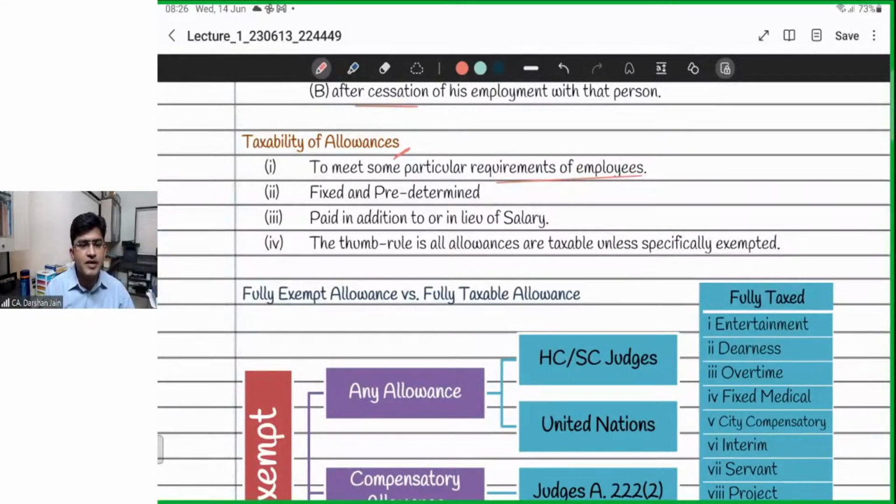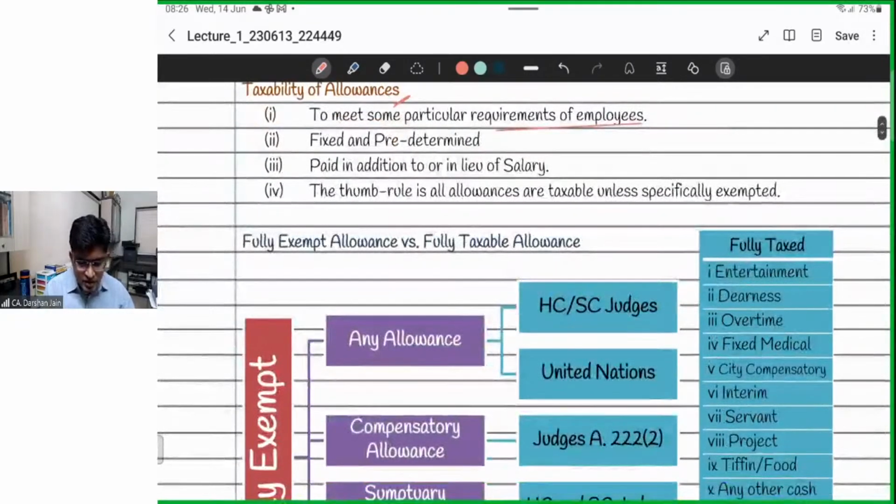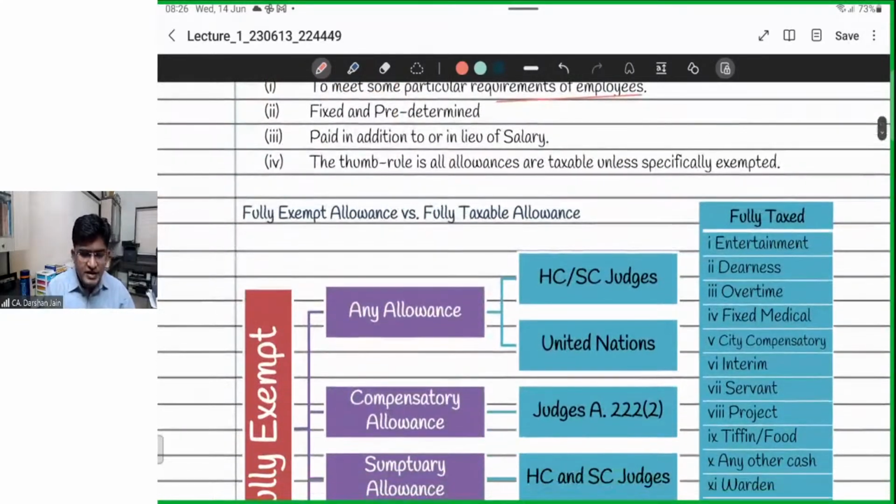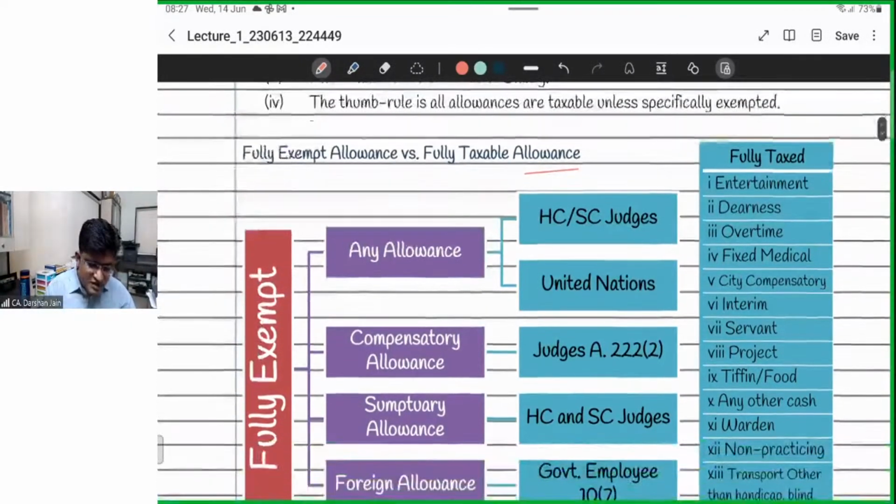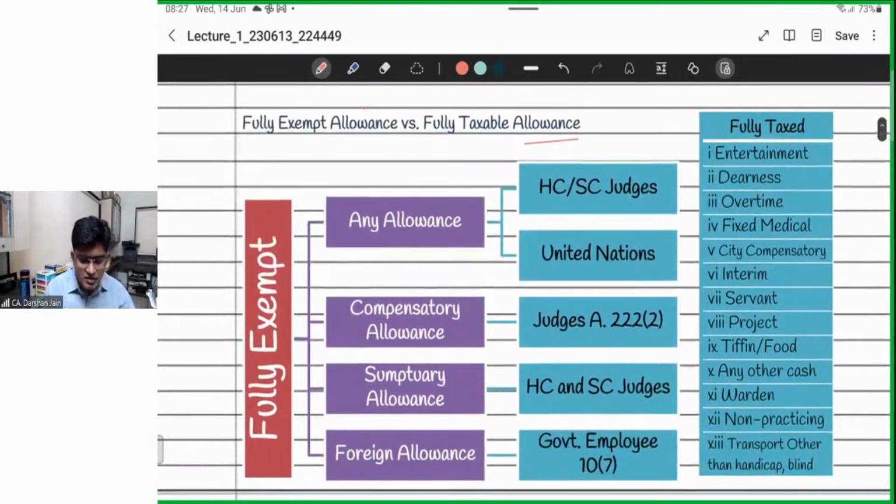If it is for official purposes and I actually incur expenditure, then it is going to be exempt. Let us see how it goes. So either an allowance would be fully exempt or fully taxable. There is a midway as well. Certain allowances are partly taxable and partly exempt. Right. First, let's discuss fully exempt allowances.